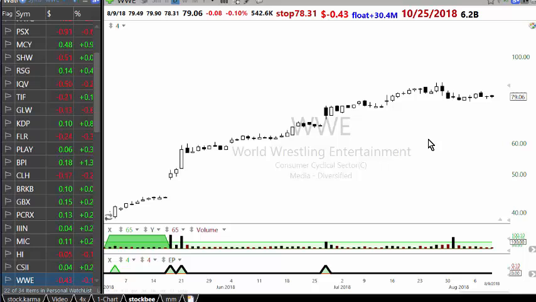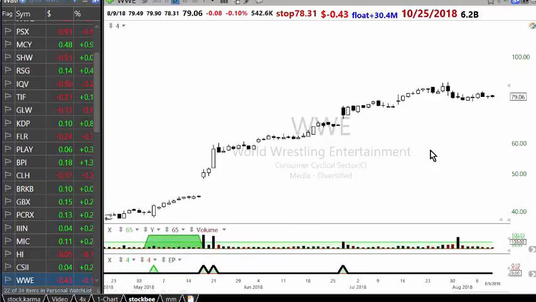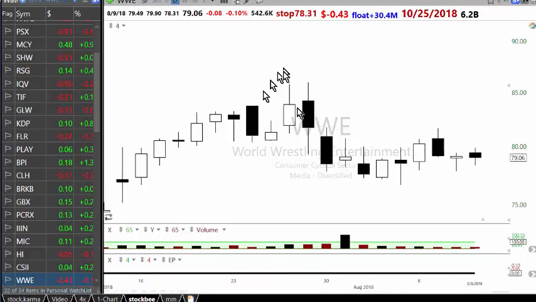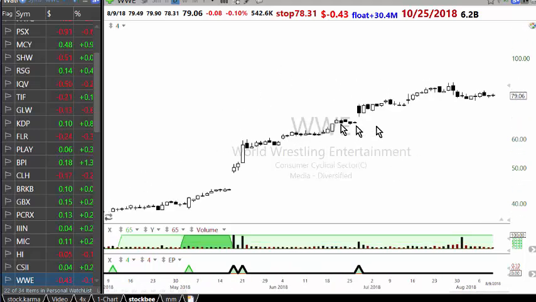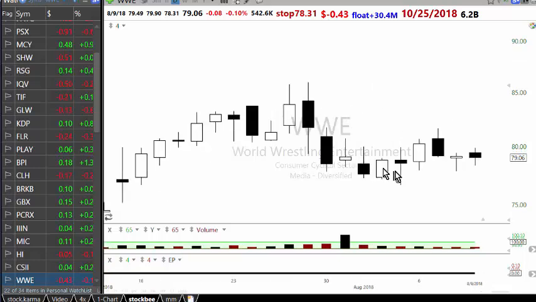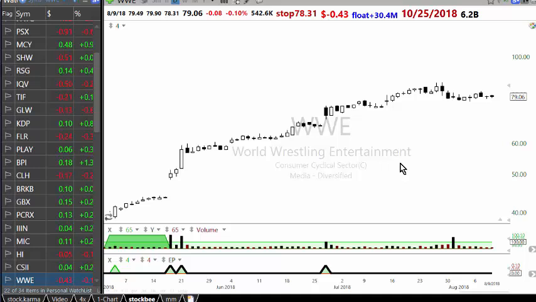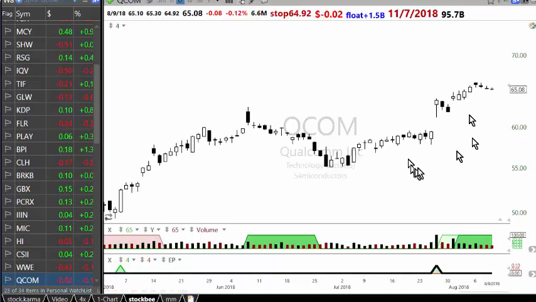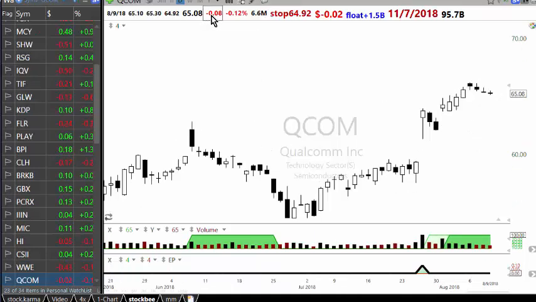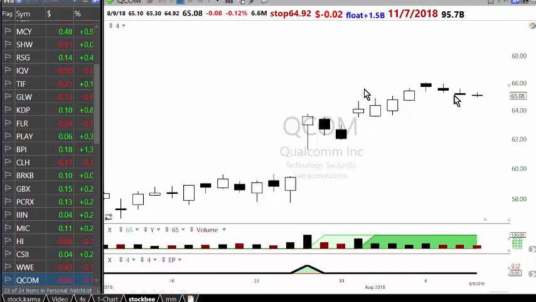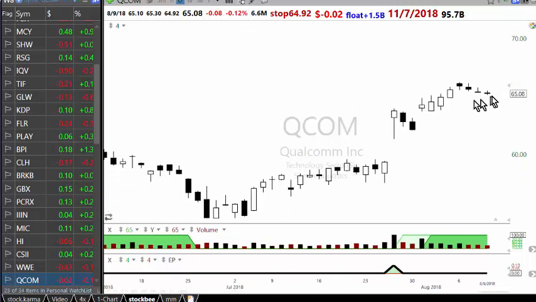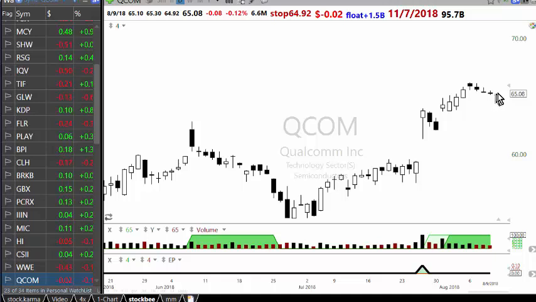This is okay setup, slightly extended. If you look at it like this, it looks like that, but it looks like just a little bit reversal on this one and just going sideways, choppy. Qualcomm, this is a nice setup, very nice setup. See, 0.08 cents. Okay, that's the kind of setups which I always like.